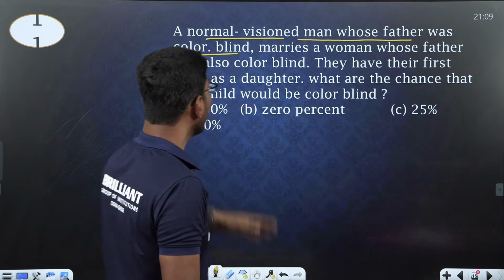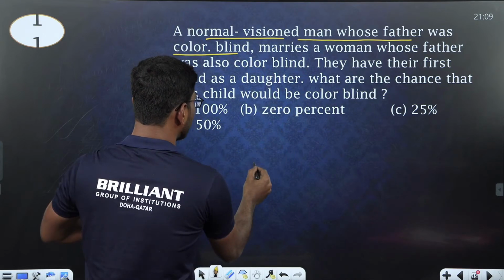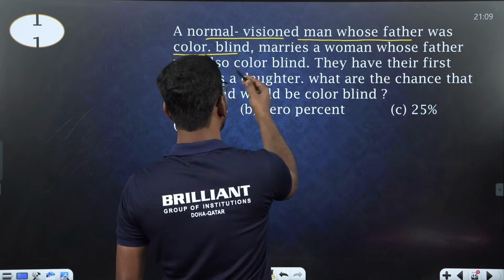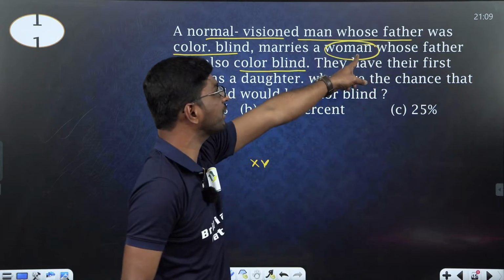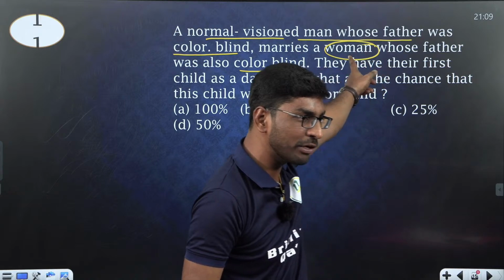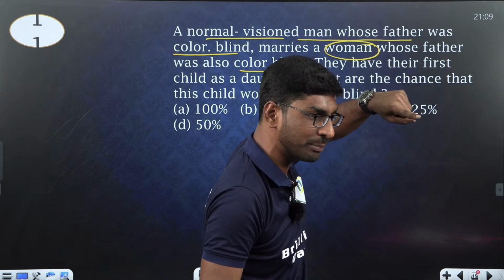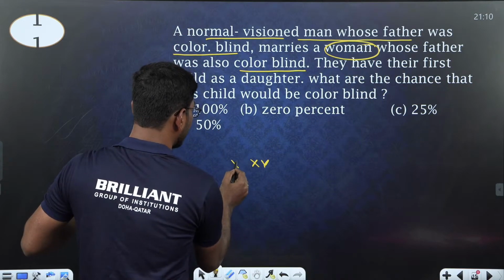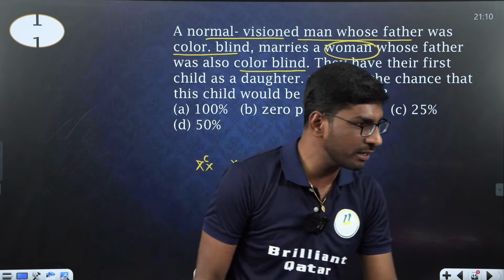You got my point? So here the normal vision man whose father was colorblind, that means this fellow is a normal person, XY. He marries a woman whose father was also colorblind. That means this woman, who is this woman? Can any one of you tell me the genotype of this woman? Is she a carrier or affected person? This woman whose father was colorblind, right? So I am writing here, she is normal, XC X. She is a carrier. I am clear? She is a carrier.